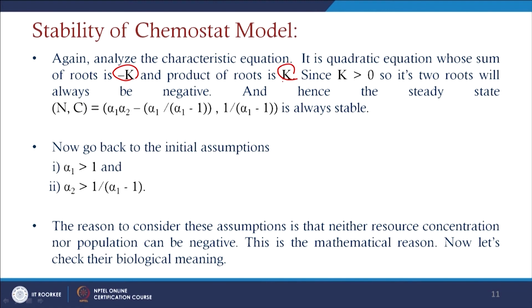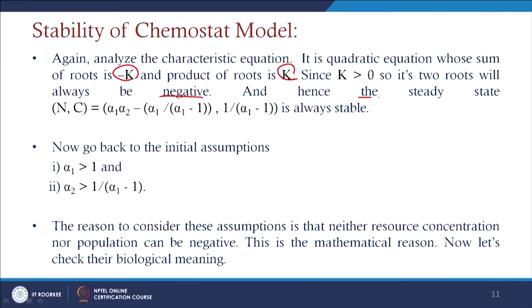Since we have obtained k greater than 0 with the substitution of alpha 1 greater than 1 and alpha 2 greater than 1 by alpha 1 minus 1, its two roots will always be negative, and hence the steady state is achieved at n and c values for n equals alpha 2 minus alpha 1 by alpha 1 minus 1 and c as 1 by alpha 1 minus 1, which shows the stability at all the steps.